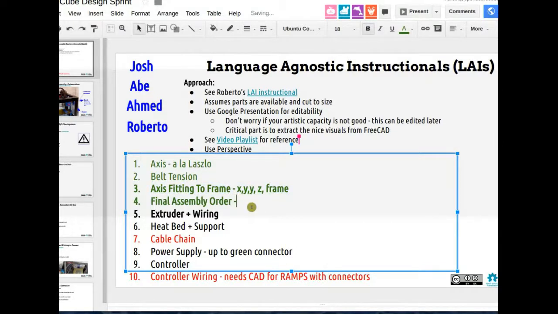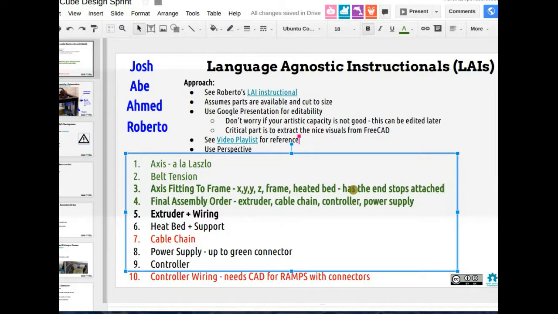For the final assembly order, you need everything. In addition to what we have already, we still need the extruder, cable chain, controller, and power supply. The axis fitting to frame also includes the heated bed. That's about all the modules there are, but all of that has to be shown. When we do the axis fitting to frame, that has the end stops attached. Okay, there's a lot of work there, so let's just get right into it.